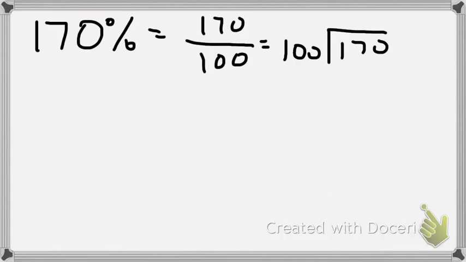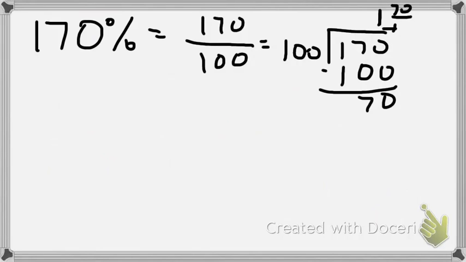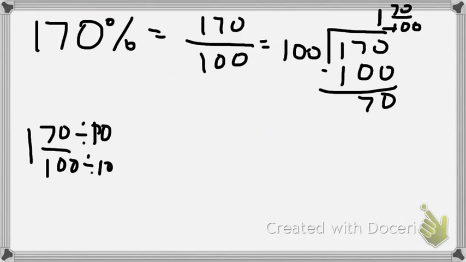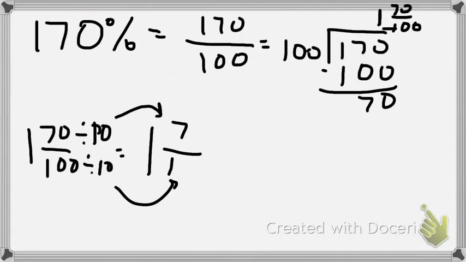So 170 divided by 100. 100 goes into 170 one time. 70 is left over. We're not adding any decimals. We're going to just put 70 up here over 100. And then we reduce that by 10. And we get 1 7/10.